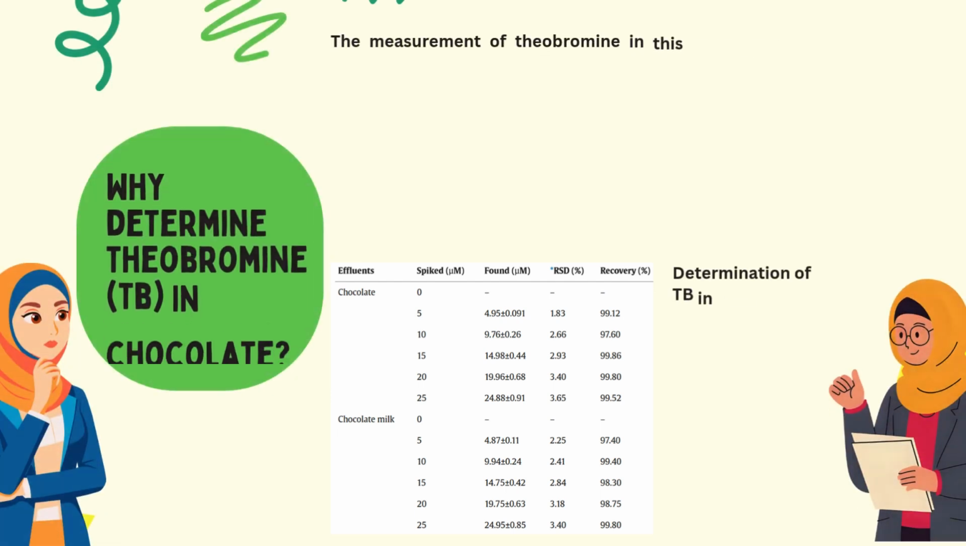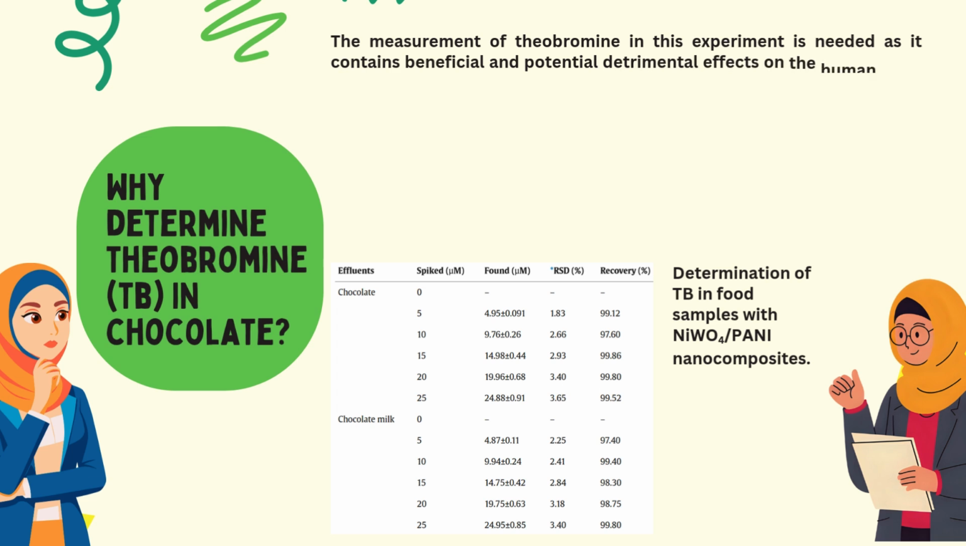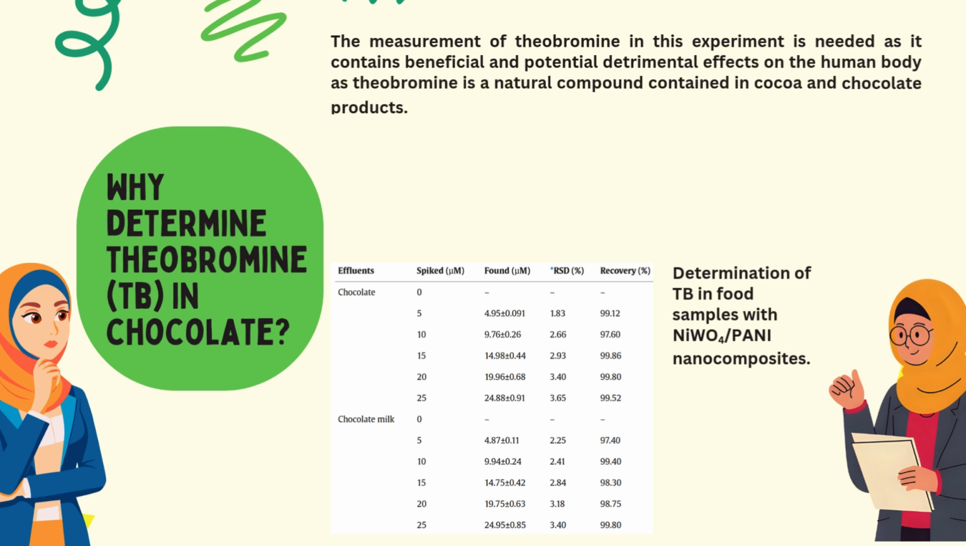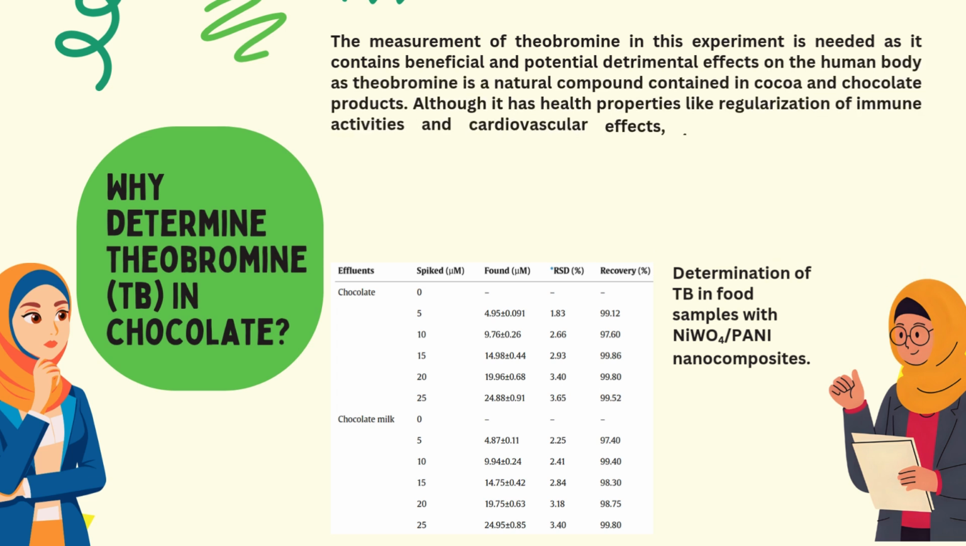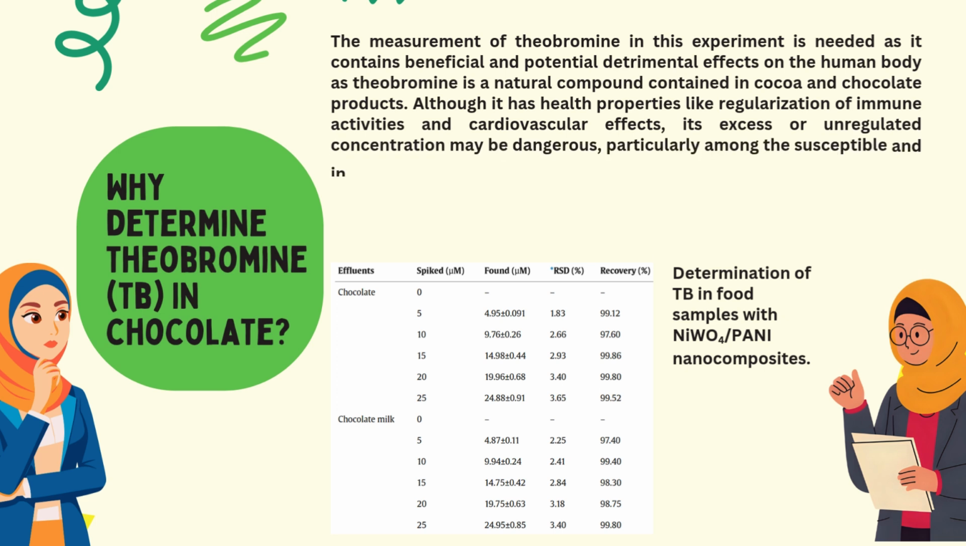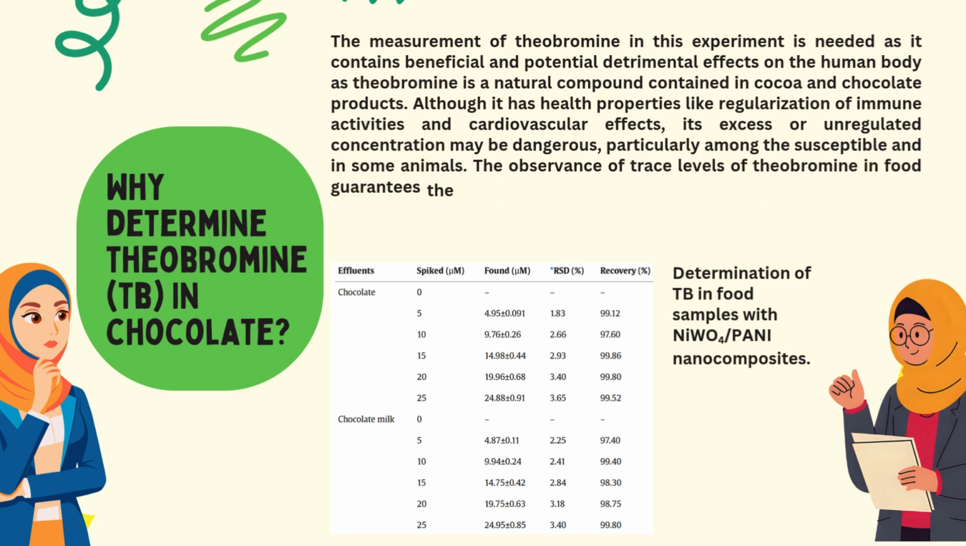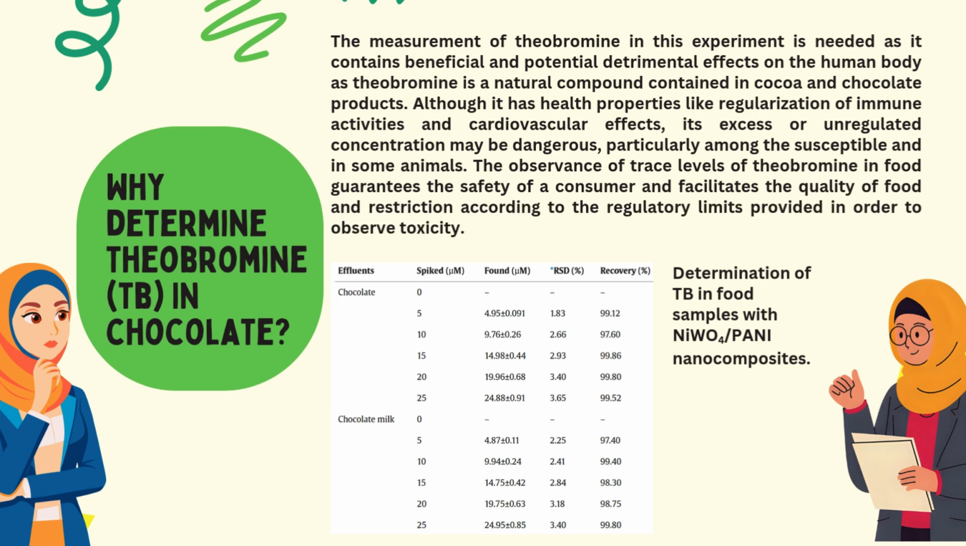Determining theobromine in this experiment is important because theobromine is a naturally occurring compound found in cocoa and chocolate products that has both beneficial and potentially harmful effects. While it offers health benefits such as regulating immune function and supporting cardiovascular health, excessive or uncontrolled levels can pose risks, especially in sensitive populations and animals.